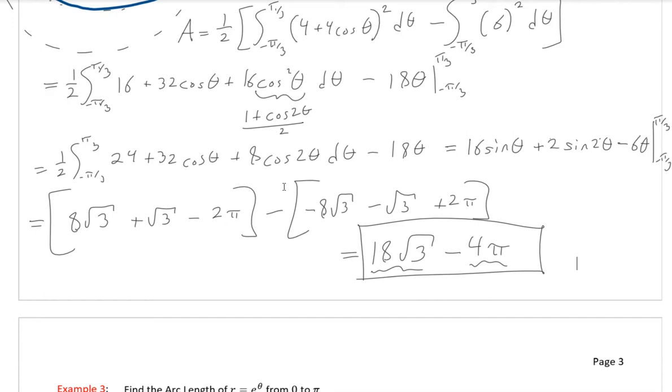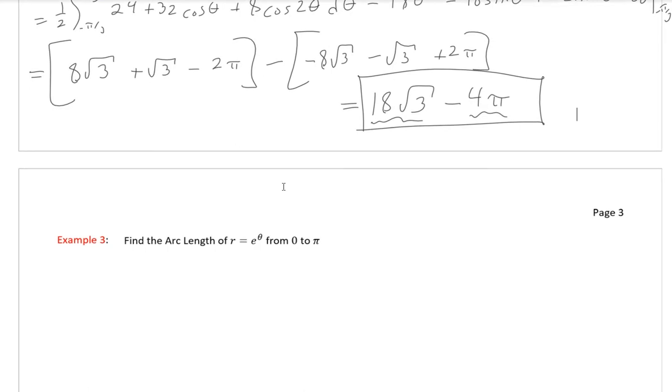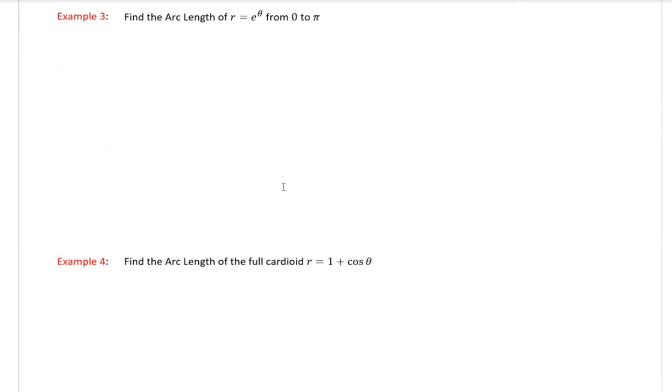So those are a couple examples of using area. Now for using arc length. Okay, now remember we have to use our arc length formula, which we developed as L equals the integral from A to B of the square root of, instead of the 2 derivatives squared, we have r squared plus dr over d theta squared, d theta.